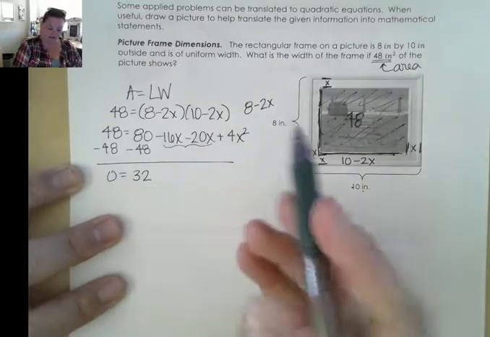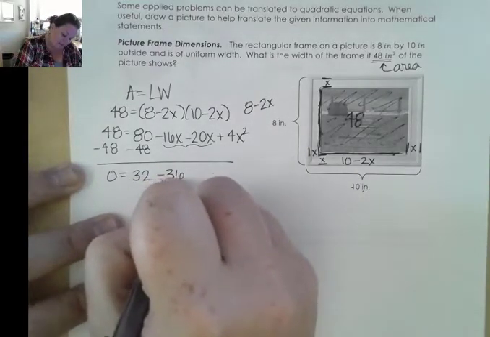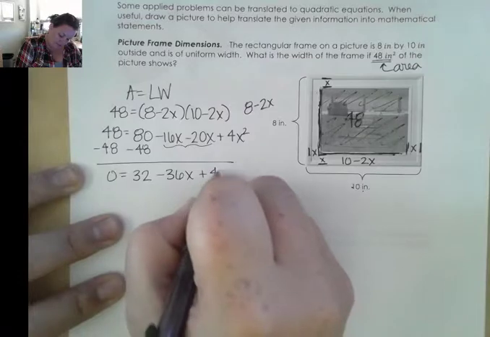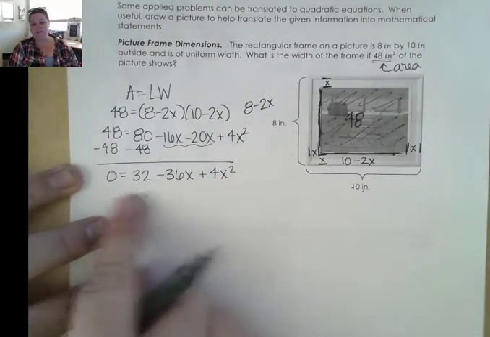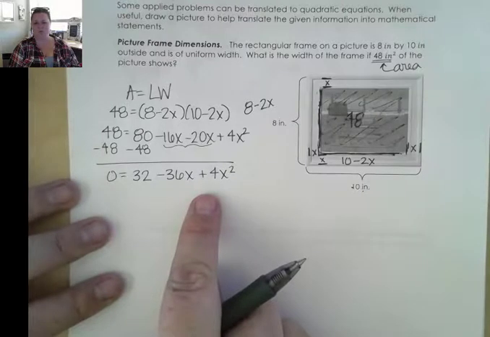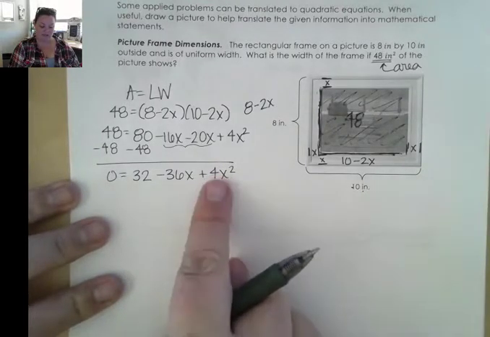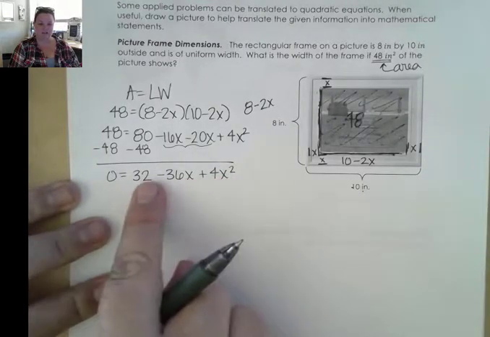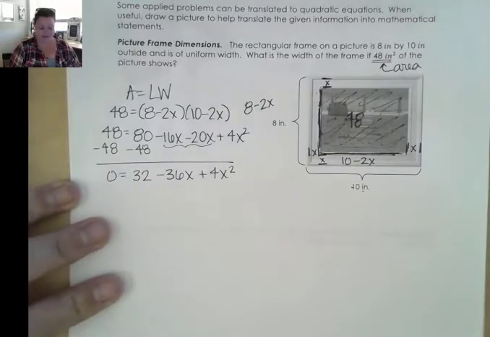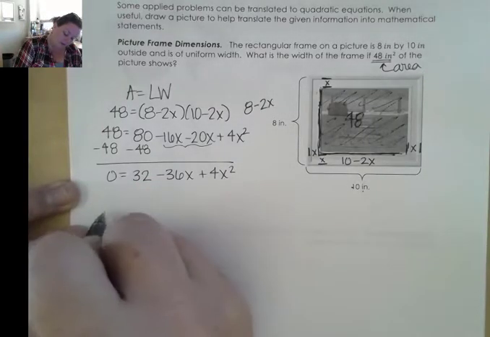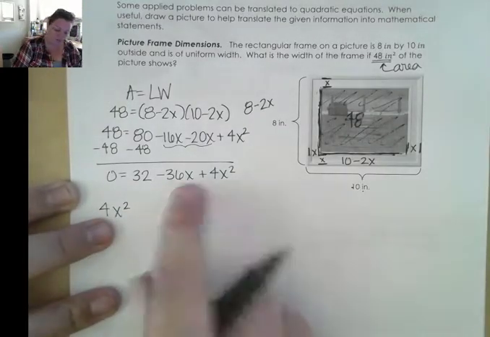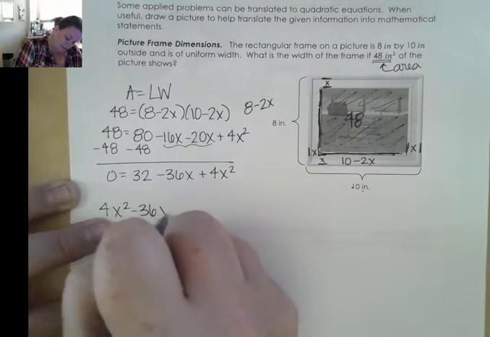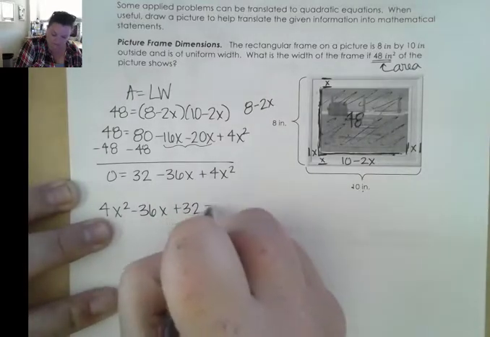Negative 16 and negative 20 gives me negative 36x, and then I have my positive 4x squared. Okay, so this is all simplified, but it's kind of written in a weird order, right? We normally like to write our leading term first, then our x, then our constant, and we like it equal to 0 on the right-hand side. So I'm just going to flip it around so it looks how we're used to having it. So my 4x squared I'm going to write first, then my negative 36x, then my positive 32, and it's equal to 0.